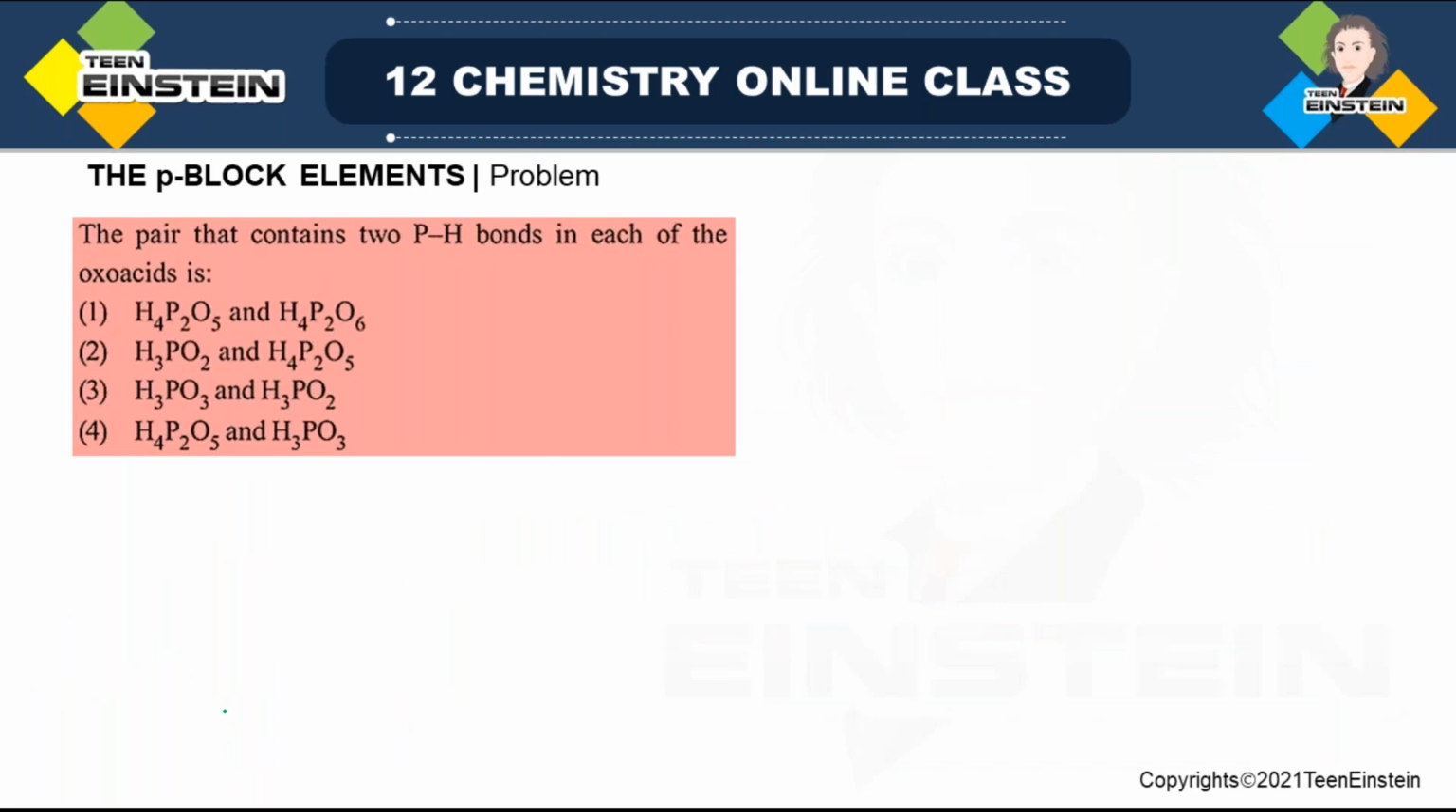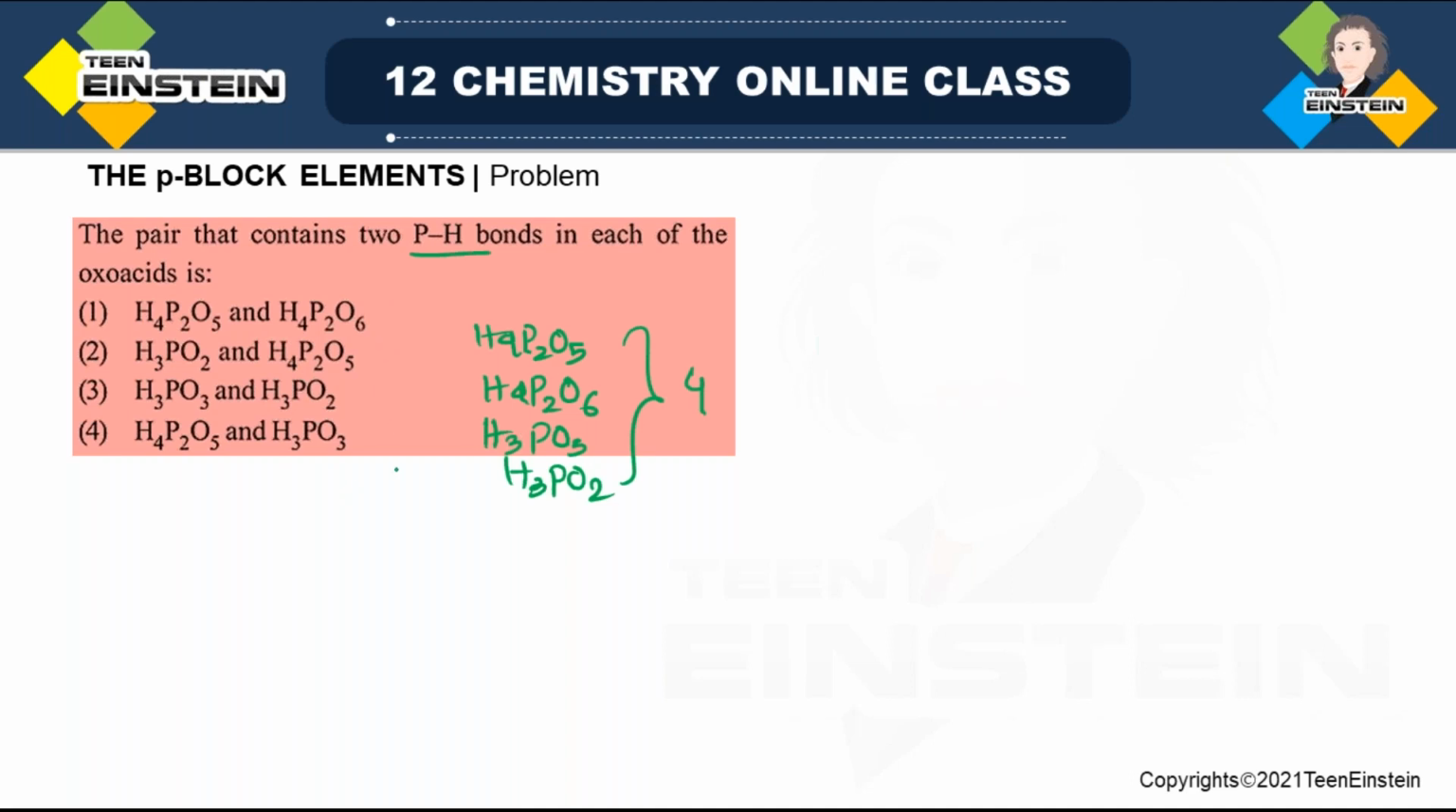Now a problem related to oxoacids; these types of problems are actually very common. The question asks for the pair that contains 2 P-H bonds in each of the oxoacids. In each option you get 2 molecules of oxoacid, but in total how many different oxoacids are there? It is basically 4: H4P2O5, H4P2O6, H3PO3 and H3PO2. So we have a total of 4 oxoacids, but in different permutation combinations they are together.